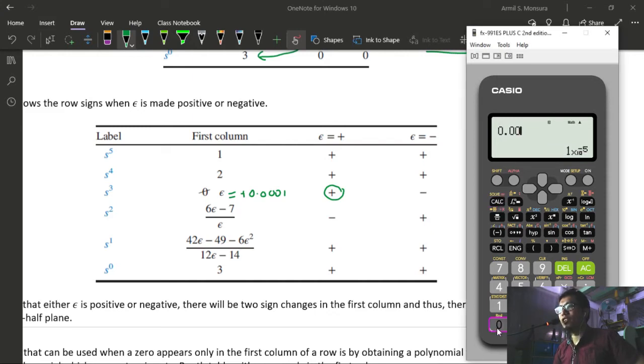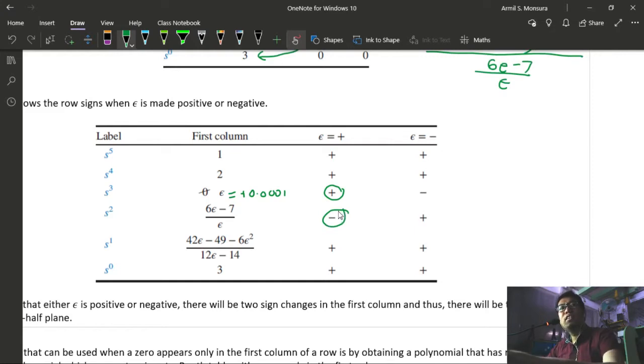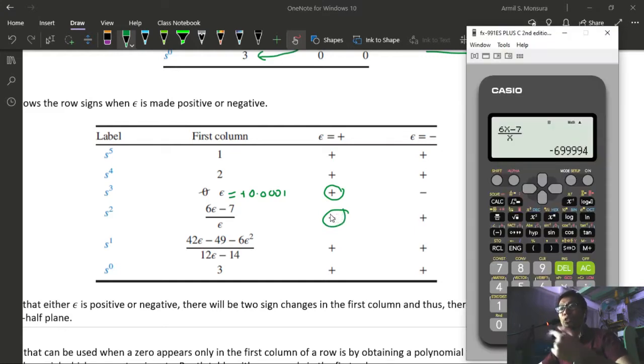0.00001. Okay. Turns out na negative siya. So, lalabas ngayon, negative siya. Okay. So, pwede nyo gawin yun sa mga susunod, by assigning a certain small number dun sa ating epsilon. Then, malalaman natin na positive, negative to. Tapos ito magiging positive, ito positive. So, we will find out na meron 2 sign changes.